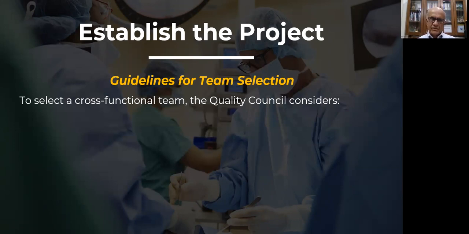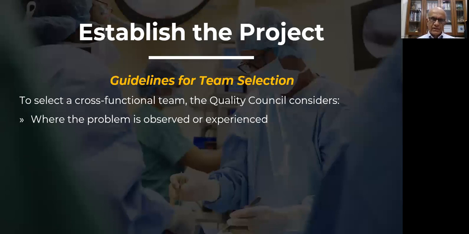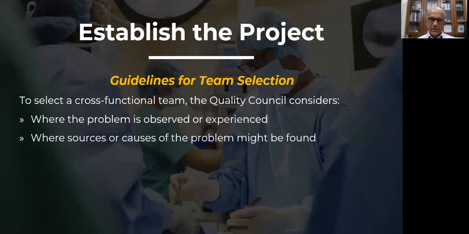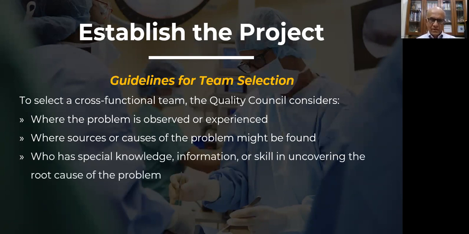To select a cross-functional team, the Quality Council considers where the problem is observed and experienced, or, in other words, the process. Where sources or causes of the problem might be found. Invariably, you import the problems from your suppliers or internal suppliers. Who has special knowledge, information, or skill in uncovering the root cause of the problem?